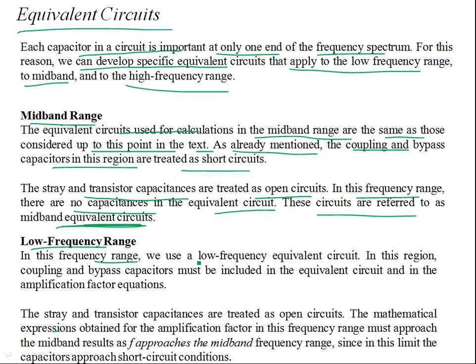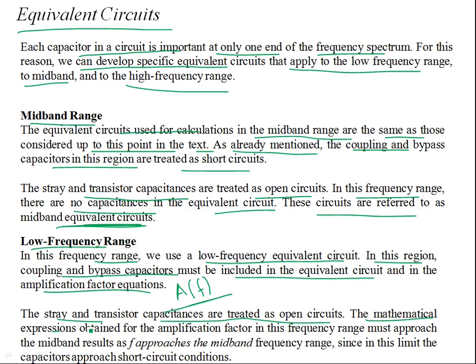in this frequency range, we use a low frequency equivalent circuit, and in this region, the coupling and the bypass capacitors must be included in the equivalent circuit and the amplification factor equations, because they're going to affect your gain. The gain is not independent of frequency. Instead, it becomes a function of frequency, which decreases as frequency decreases. So you have to include the external capacitances in the low frequency range. The stray and the transistor capacitances are treated as open circuits in this range.